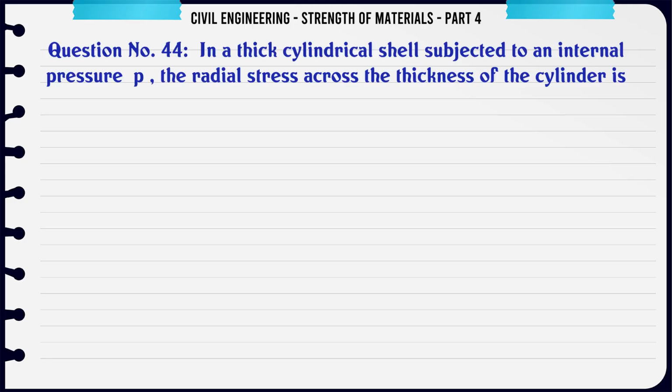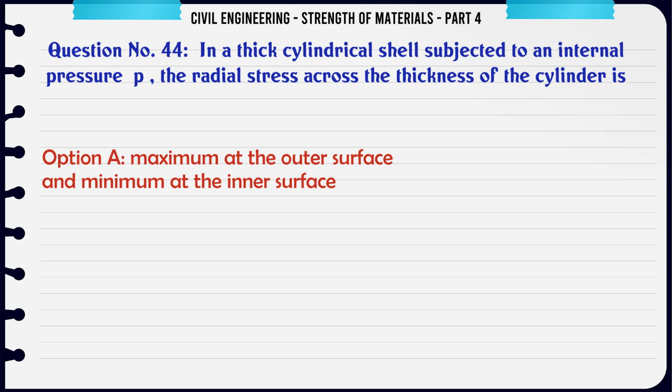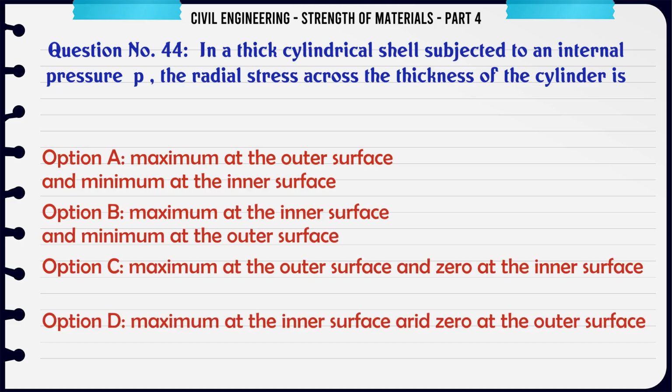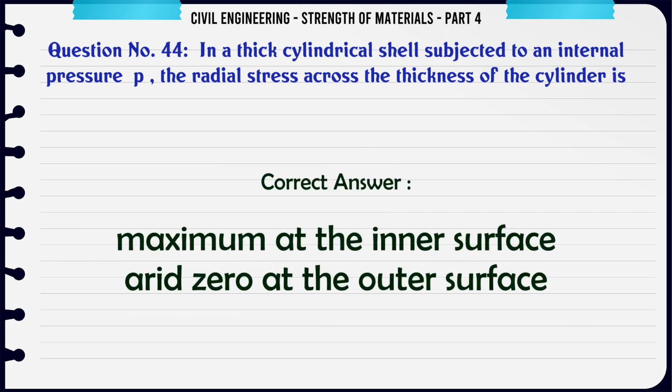In a thick cylindrical shell subjected to an internal pressure P, the radial stress across the thickness of the cylinder is A. Maximum at the outer surface and minimum at the inner surface. B. Maximum at the inner surface and minimum at the outer surface. C. Maximum at the outer surface and 0 at the inner surface. D. Maximum at the inner surface and 0 at the outer surface. The correct answer is maximum at the inner surface and 0 at the outer surface.